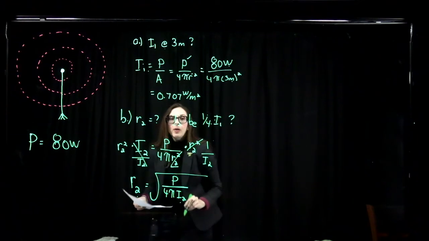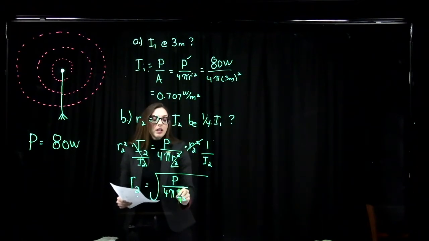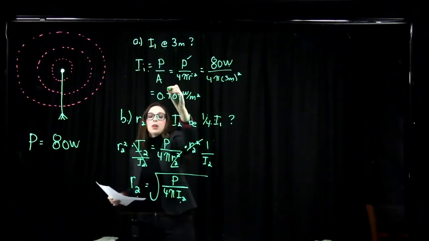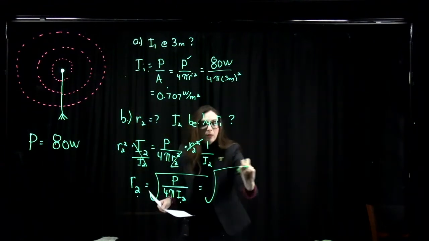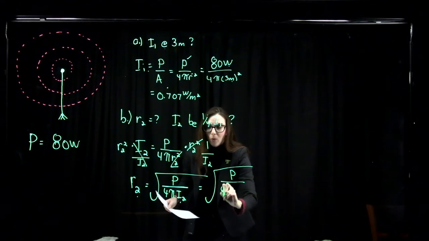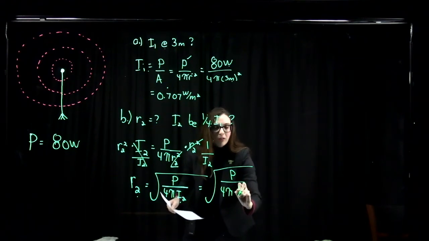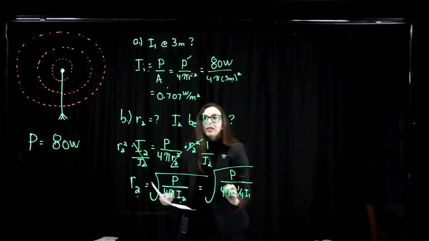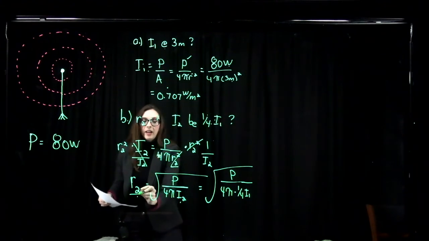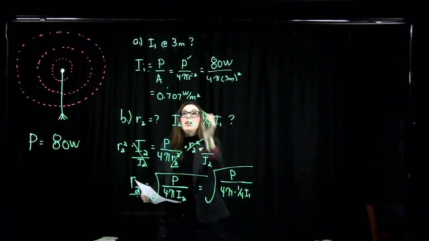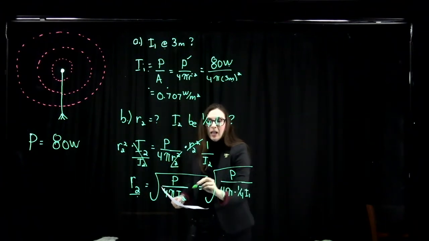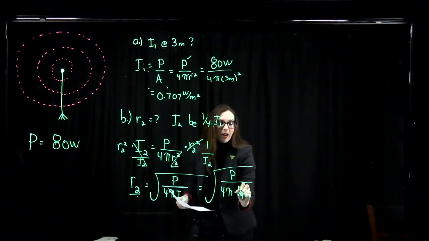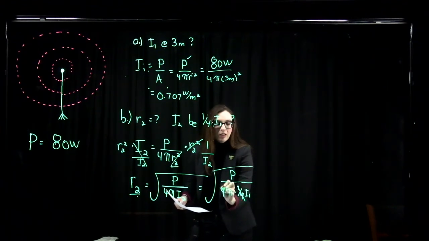And at this new distance away from the source, our intensity is going to be 1/4 of what it was up here. And so I'm going to write this actually as the square root of P divided by 4 pi times 1/4 I1, because the intensity at this new distance that we're trying to calculate is going to be 1/4 that of the intensity that we had at 3 meters away from the source. So that's why I replaced I2 with 1/4 I1. And then you can see that this 4 times 1/4, they're going to cancel here and here.